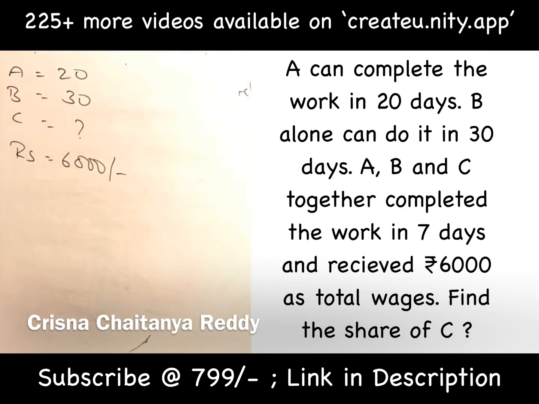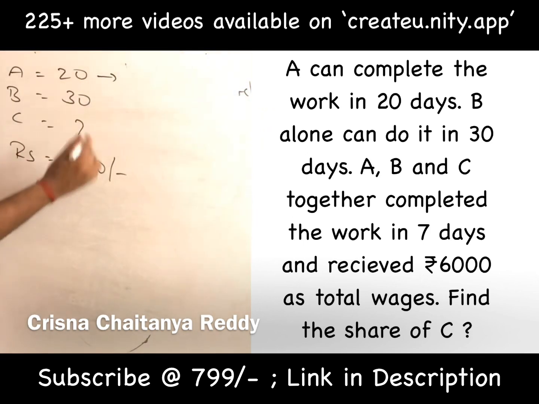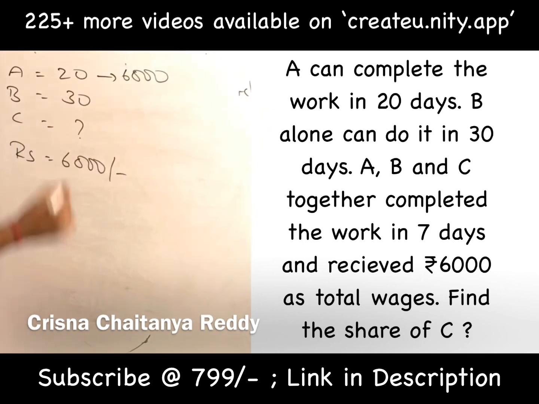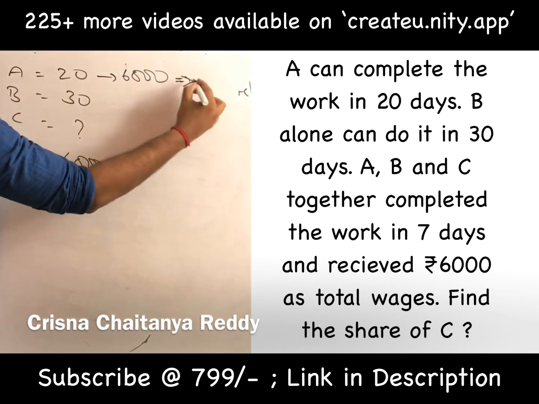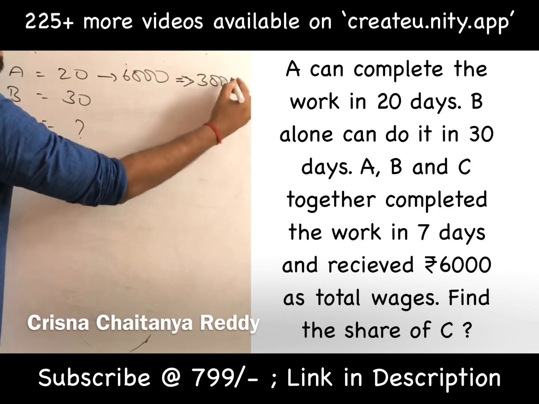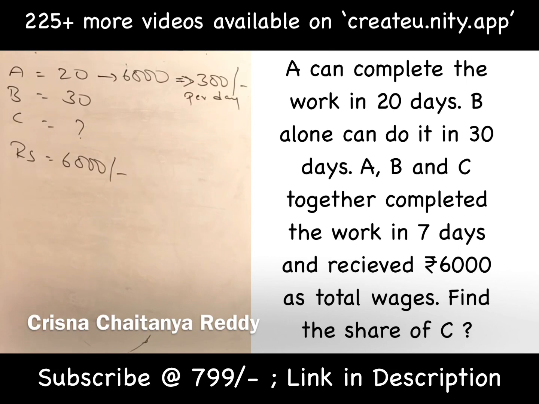If A alone does it, A will be taking all 6,000 rupees because the work will get completed and A will be receiving 6,000 rupees. Forget about B, C. A will be completing the work and he will be receiving all 6,000. But to take 6,000 rupees, he will be spending 20 days. In 20 days, 6,000 rupees. That means A per day, 6,000 by 20 per day. A's per day share is 300 rupees.